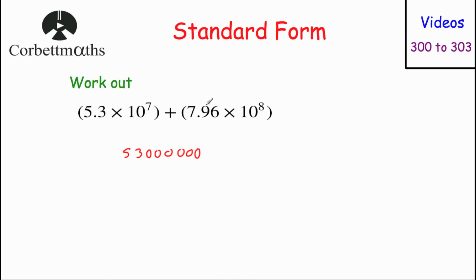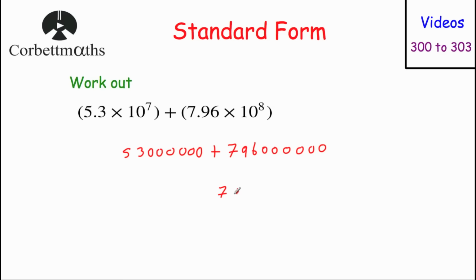And then we've got 7.96 times 10 to the power of 8 will be plus 796. So that'd be 796, and then we would then have another 6 zeros, 1, 2, 3, 4, 5, 6, and then we need to add these numbers together. And whenever we're adding them together, I'm just going to use the column method. So let's line them up.